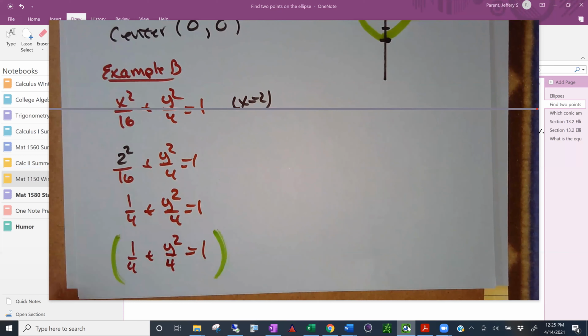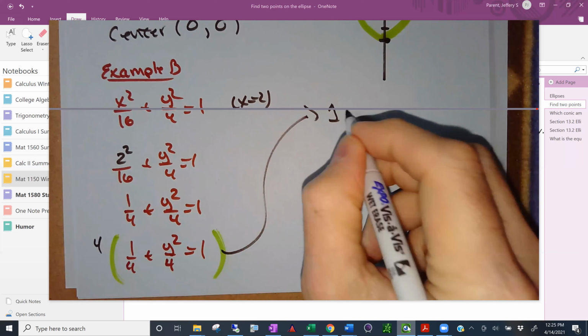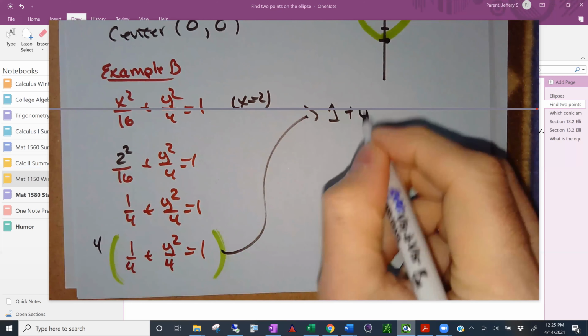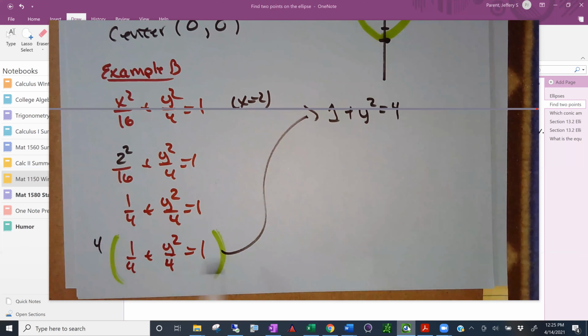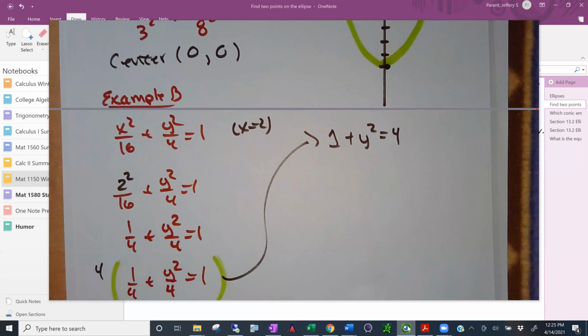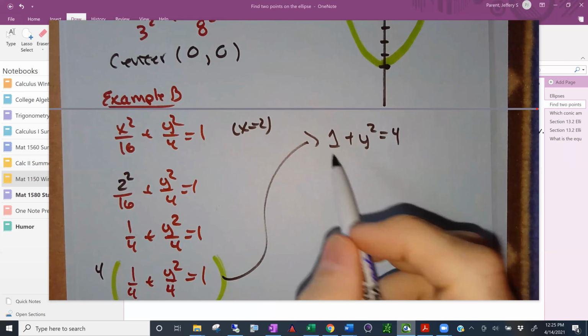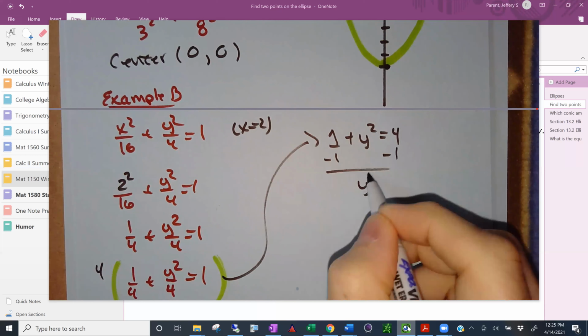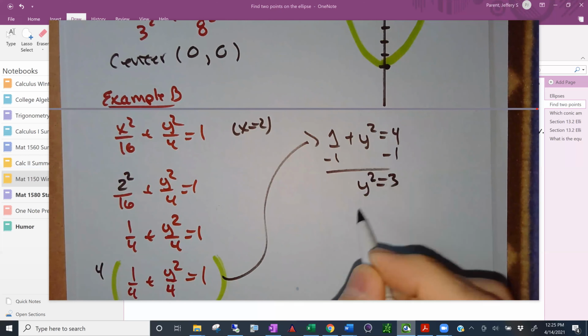So when I do that, let's bring that work up here. 4 times 1/4 is going to give me a 1. 4 times y squared over 4 is just going to give me a y squared. And then equals 4. Now we just went through chapter 10 a little while ago, so this hopefully is a little bit fresh. If I subtract 1 from both sides, I get y squared equals 3. What would y equal?